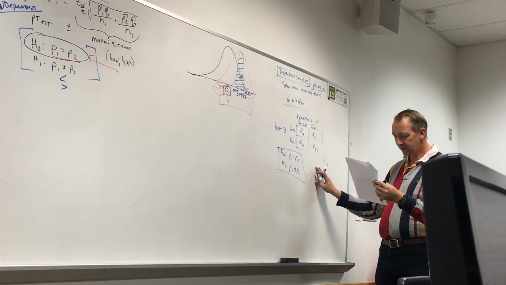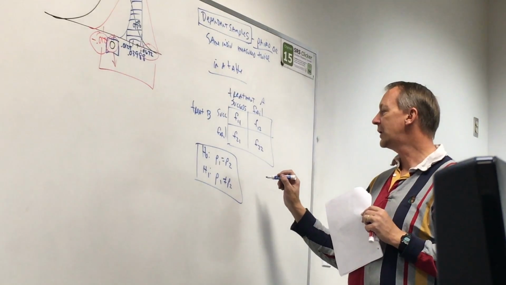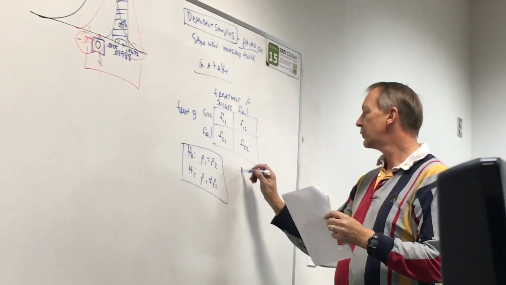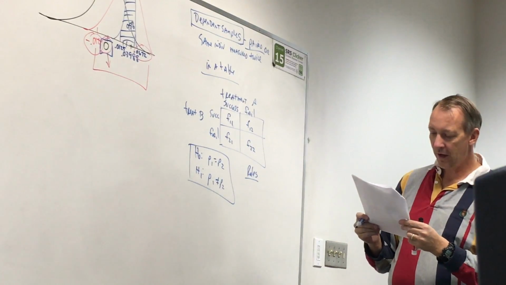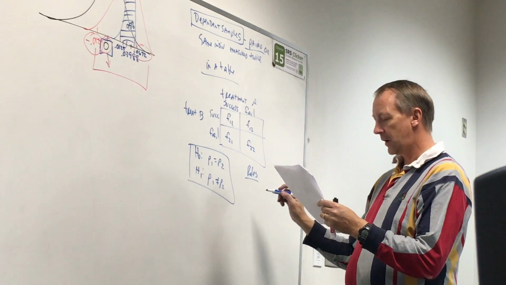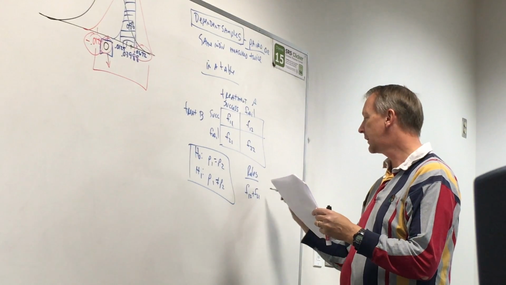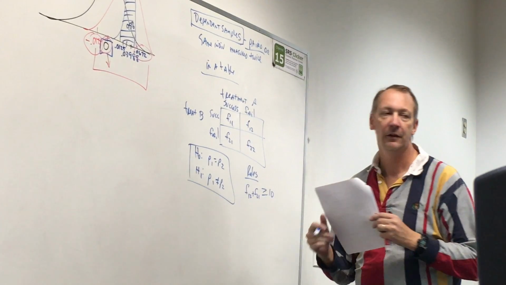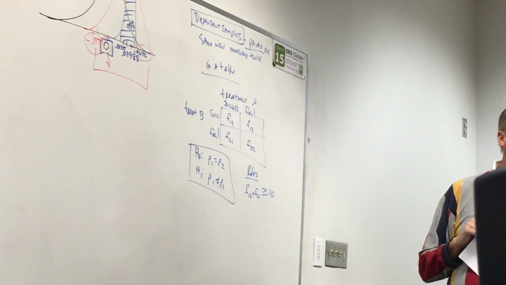In this case, the one thing that you need to remember, the rules, are that F12 plus F21 must be greater than or equal to 10. Otherwise, this isn't going to work very well. Okay?